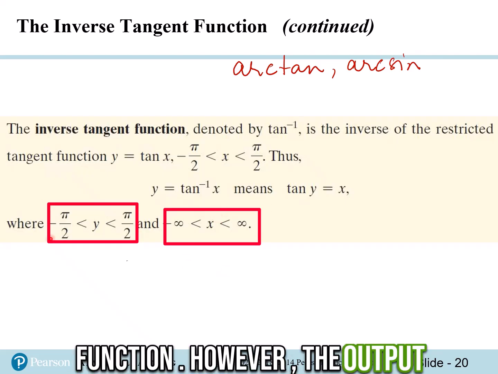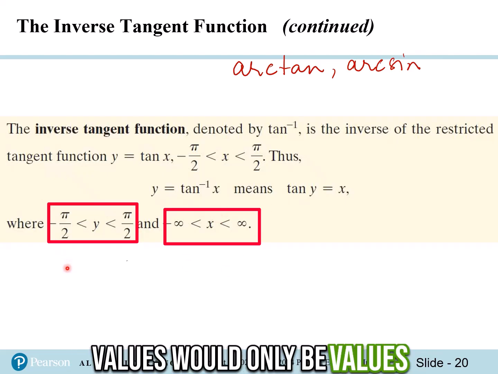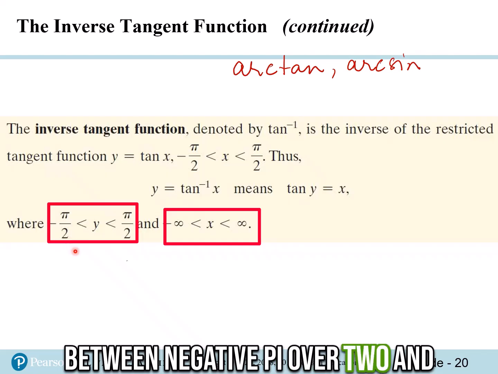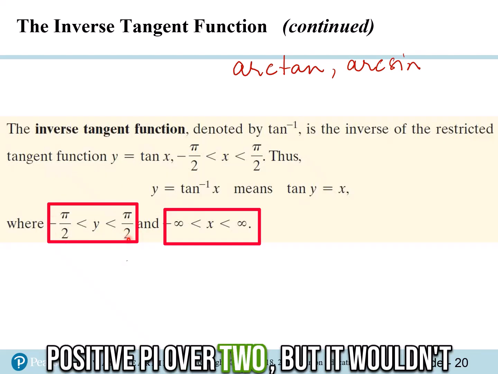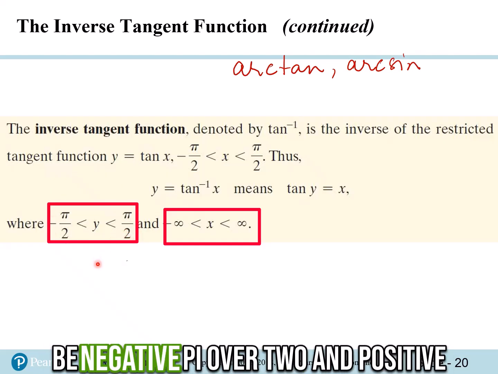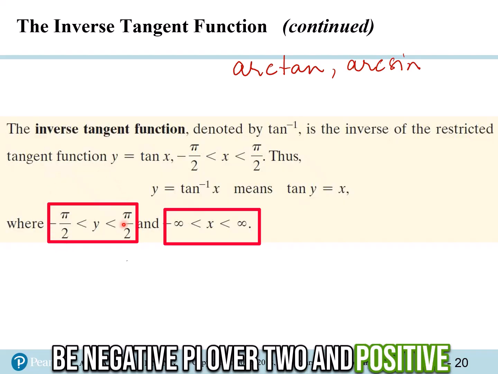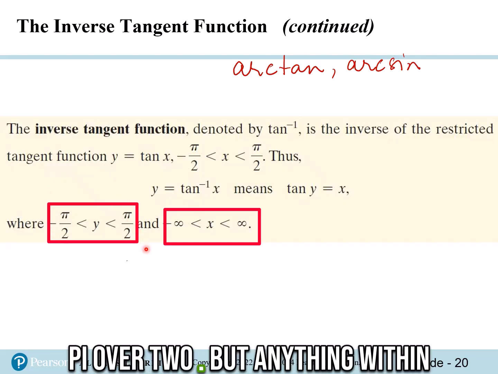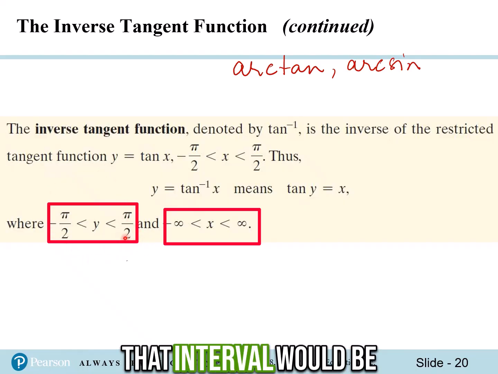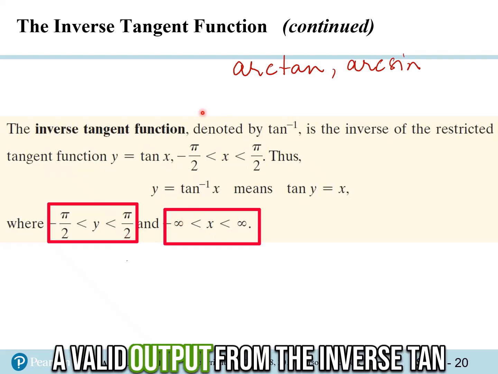However, the output values would only be values between negative pi over 2 and positive pi over 2, but it wouldn't be negative pi over 2 or positive pi over 2. But anything within that interval would be a valid output from the inverse tan function.